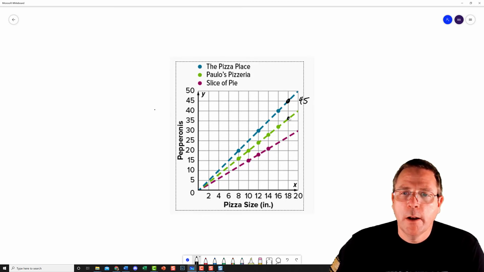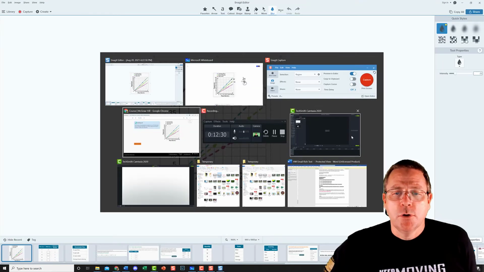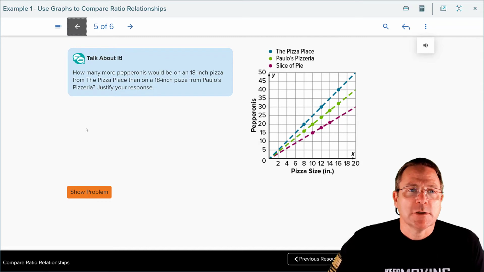And then on Paolo's Pizza, at that point right there, which I'm going to say is about 36. The question wanted to know how many more pieces of pepperoni it would be. All we have to do there is take 45, subtract 36 from it, which does mean you're going to borrow. 4 becomes a 3, the 5 becomes 15. 15 minus 6 is going to be 9. So you end up with 9 being the answer to the question that's being asked right here.